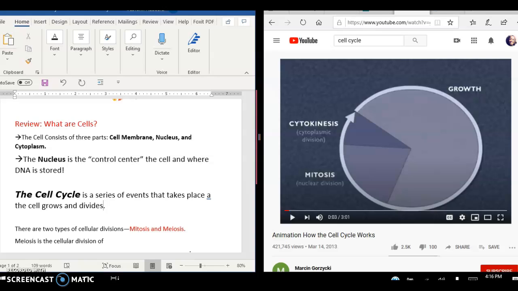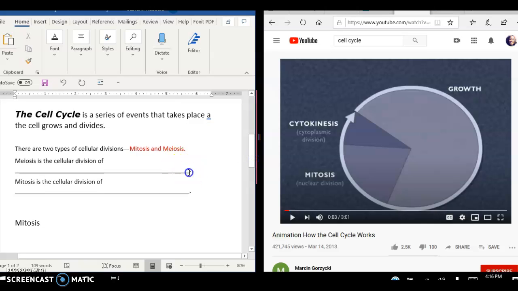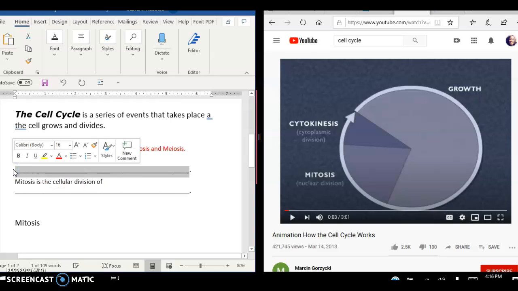Alright, so the cell always starts out as a single cell, and new cells come from pre-existing cells. Those cells go through a process where they divide and create new cells, or daughter cells, and those daughter cells become their own cells, which would again grow, divide, and create other cells. There are two types of cellular division, and that's mitosis and meiosis. Meiosis, we're not focusing on that one, but we do want to make it clear.